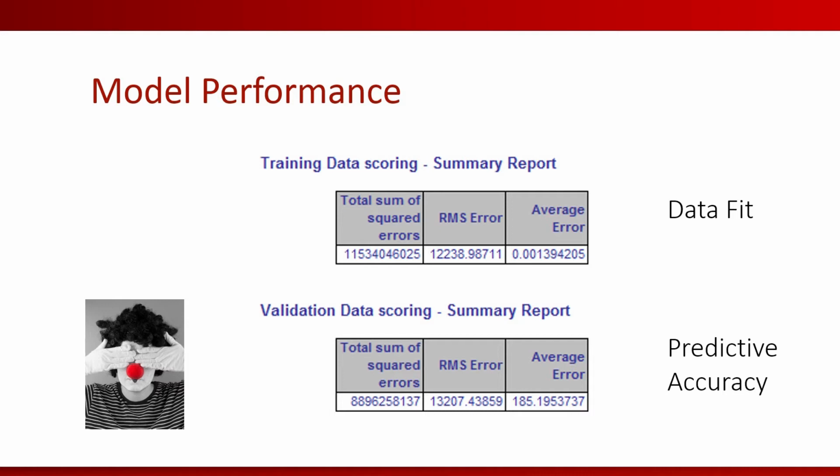Remember that the validation period is the time where we did not look at the data. And therefore, when we're looking at the numbers, the metrics for the validation period, we're measuring predictive accuracy. How well did our model predict a new period that it did not see?